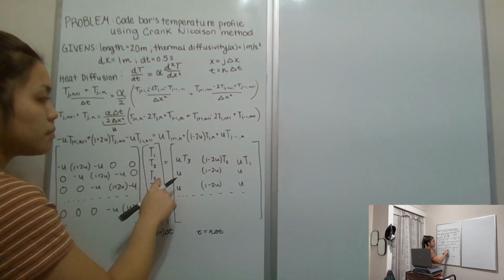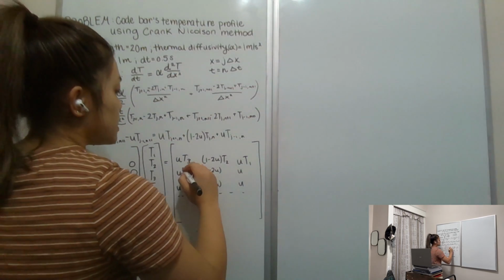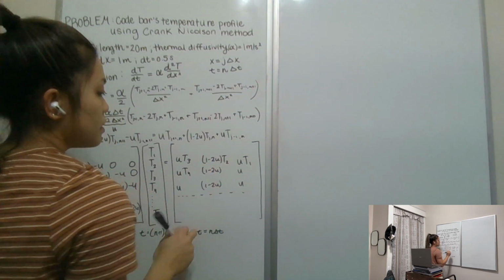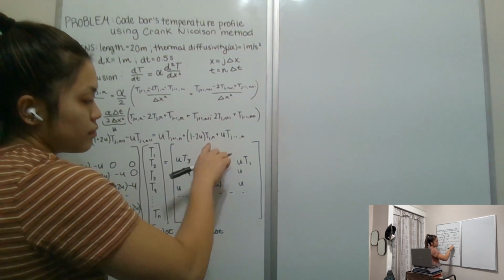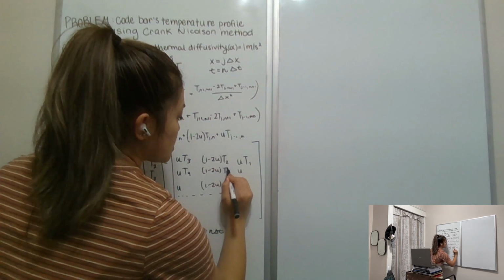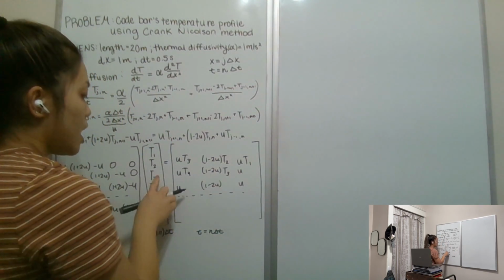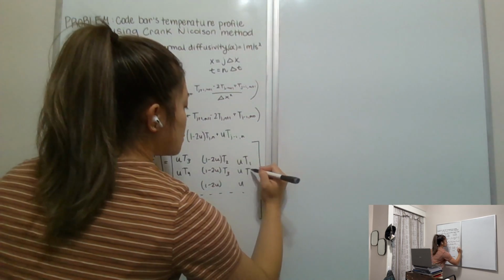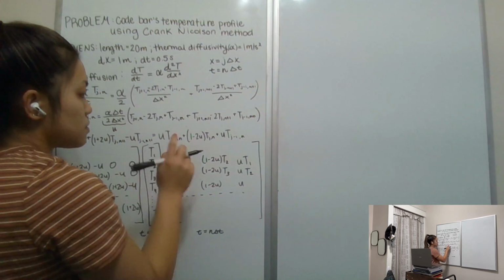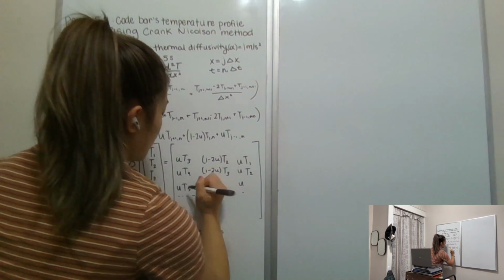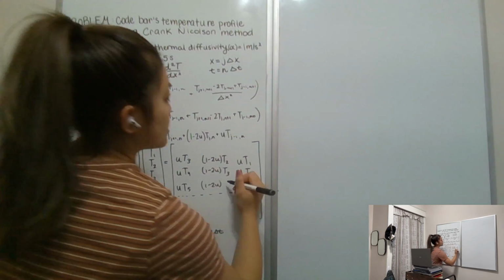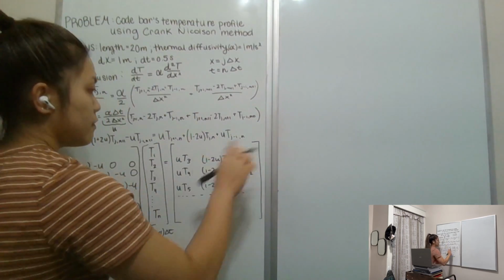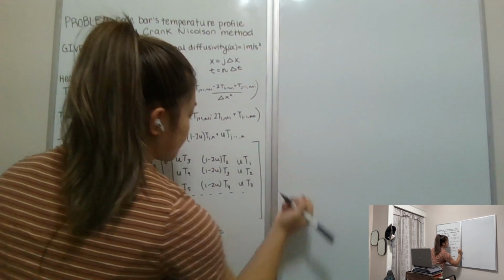So 3 plus 1 is T4. 3 is J, so it just remains temperature at 3. And then 3 minus 1 is 2. Similarly, 4 plus 1 is 5. 4 is the same, so T4. And then 4 minus 1 is T3.